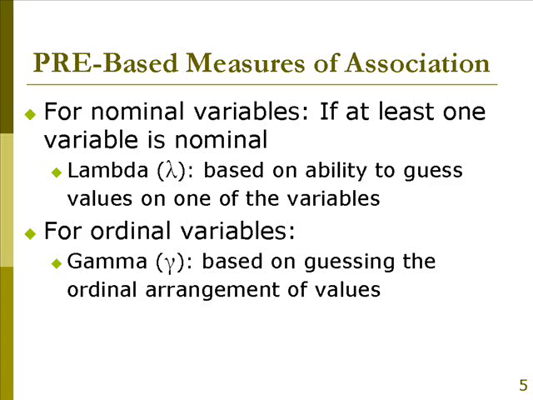Using this logic, there are a couple of specific measures that are based upon the proportionate reduction in error to measure association. If at least one of your variables is nominal, in terms of having two categorical variables, you're going to use what we call lambda. And it's based upon our ability to guess the values on one of the variables. So when we looked at the example of guessing whether or not somebody's stressed based on whether or not they have a dog, that's what we're looking at. We're looking at lambda. The other measure we look at is when we have ordinal variables, we use gamma. And these are based upon guessing the ordinal arrangement of values in a table. And you guys have worked with this in your workbook. But we'll go through them anyway just to make sure you get it.